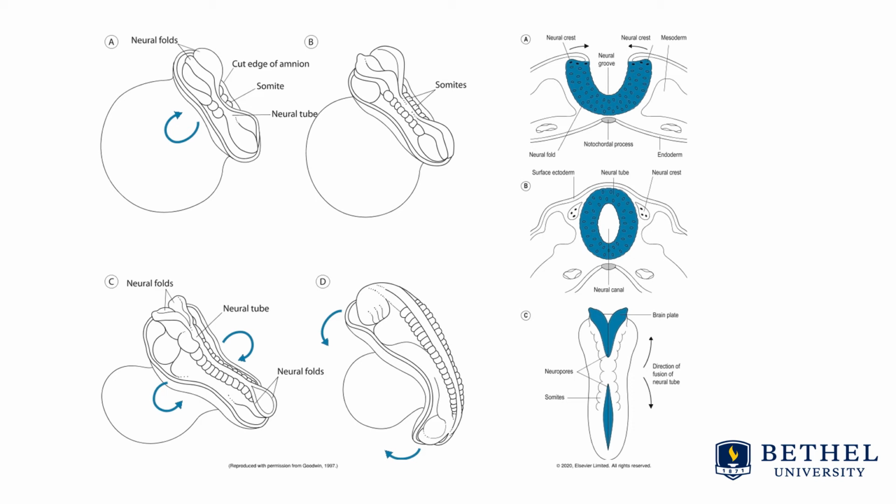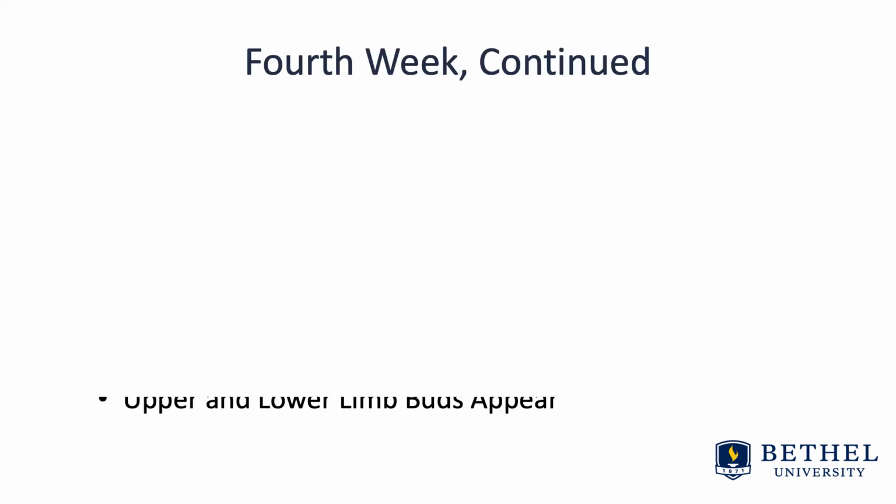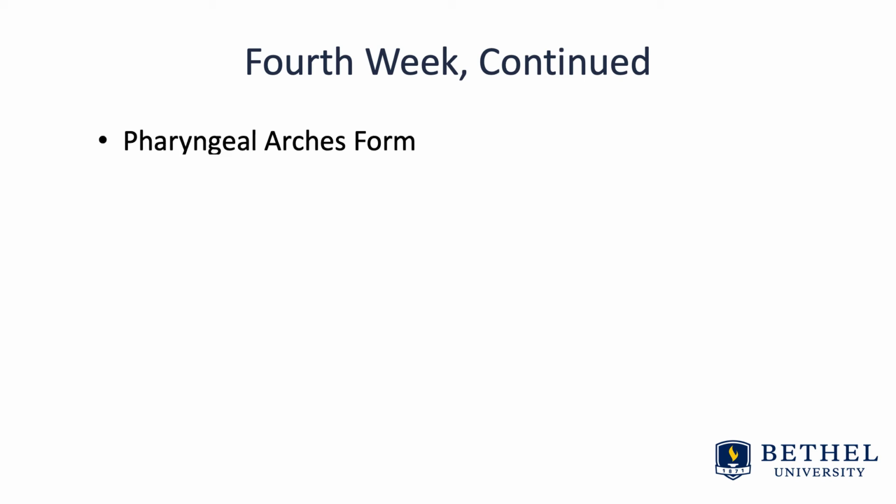So you can definitely look at that to get an idea of more specifics. The 4th week continued. This is a busy week in utero. The pharyngeal arches begin to form, and that's going to form the basic craniofacial structures. So that's the beginning of your face, jaw, ear, neck. Eyes are going to be forming.